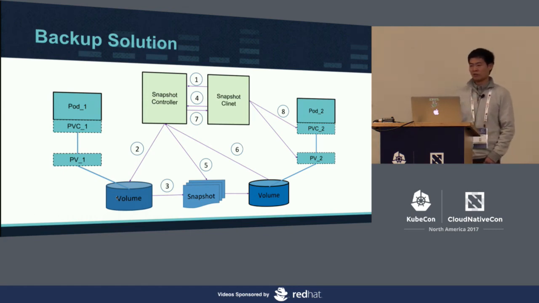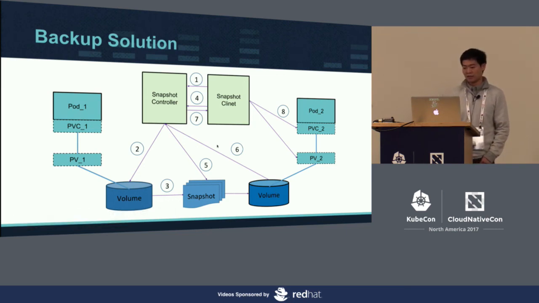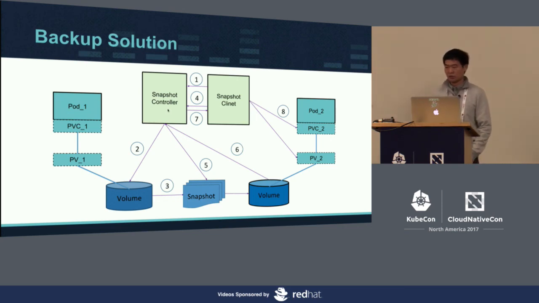Later, when the client wants to recover the data from the snapshot, they can send a request to the snapshot controller too. The snapshot controller can make the snapshot into a Cinder volume and return the volume ID to the controller. The controller then returns the UUID to the snapshot client. When the user gets this volume UUID, they can create another pod by specifying this volume's UUID in the PVC and creating another Cinder volume PV. This new pod can use the recovered data. And this is our backup solution in Kubernetes.